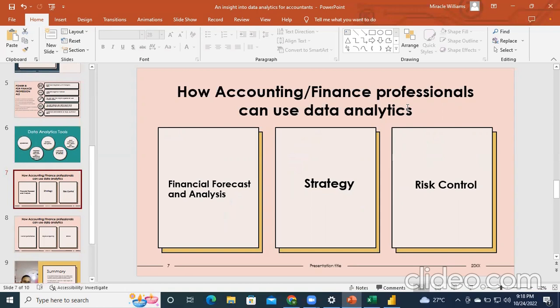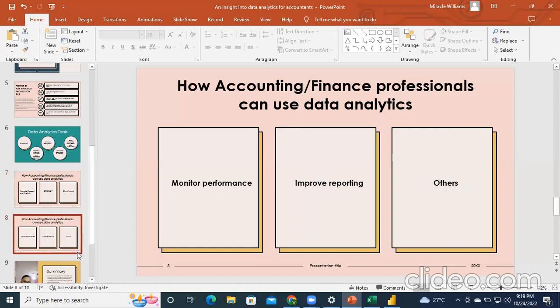And also strategy is very important because every business needs a successful strategy. They need a strategy that will help them grow, that will help them withstand challenges and also be profitable. So it's very important. And also the aspect of risk control. So when we are going to be looking at financial models, it's very important that we pay attention to these very aspects because it's very important for us.